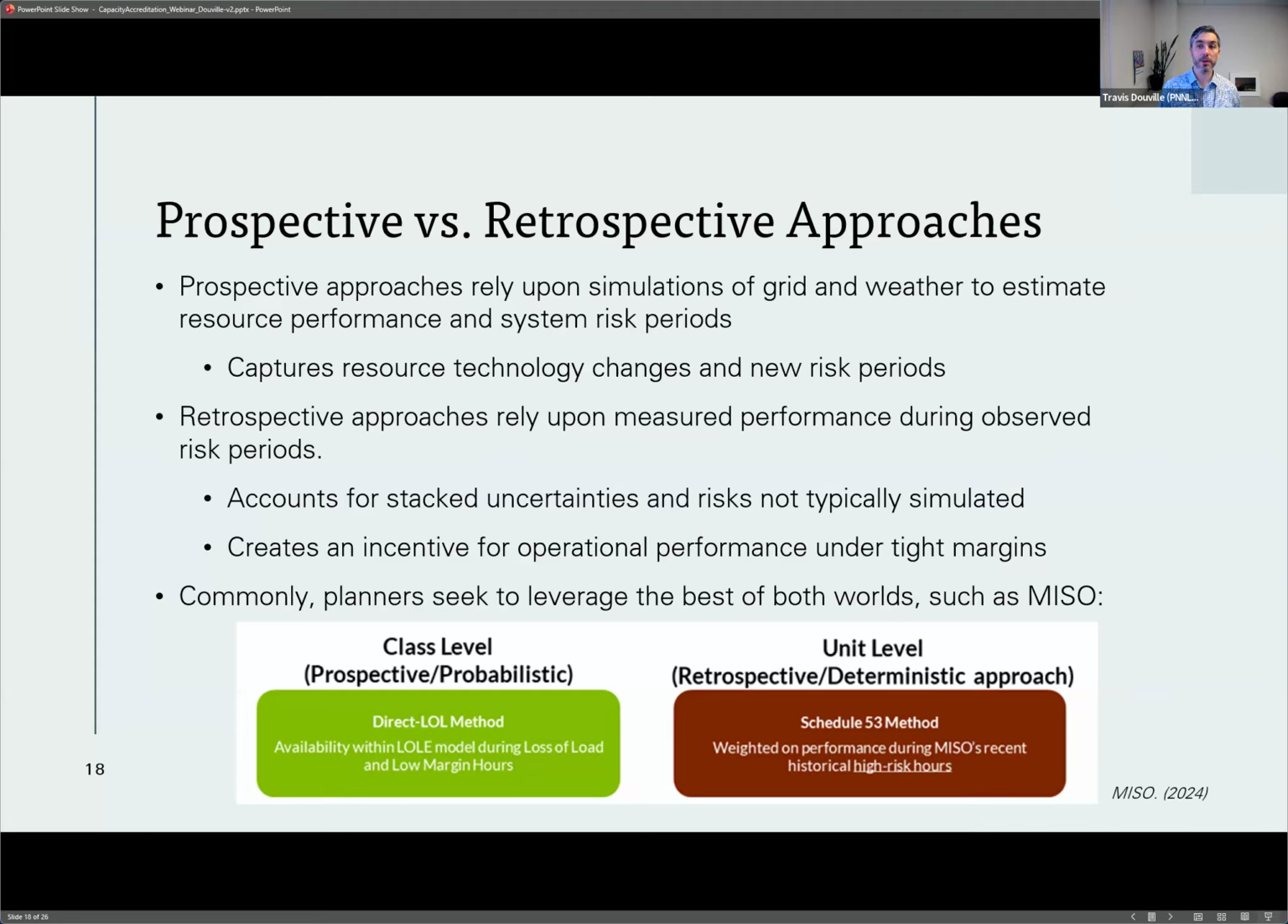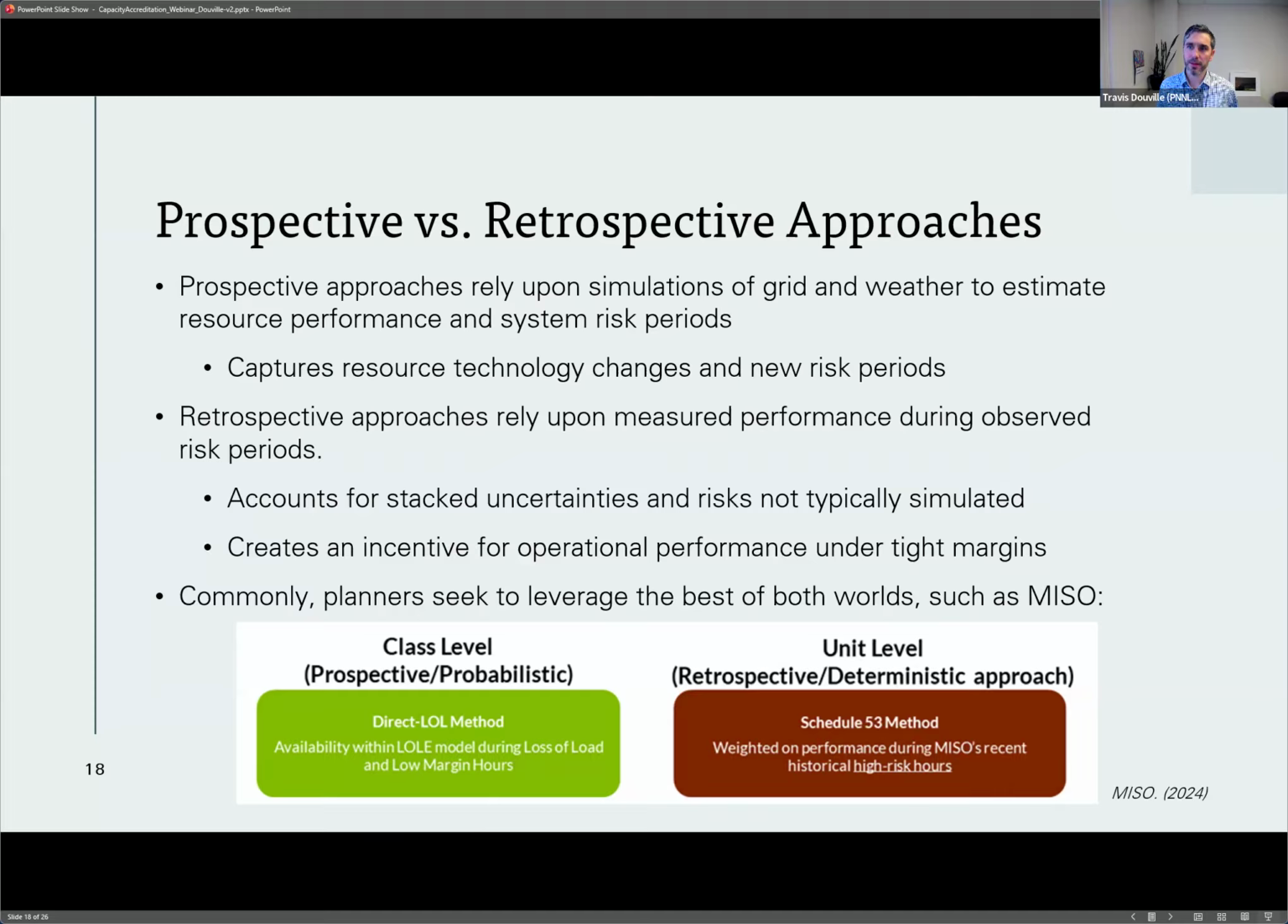A prospective deterministic approach may run future weather mixes through historical weather only, but consider new periods of risk which emerge. A retrospective probabilistic approach may consider only measured performances as a function of weather during observed risk periods, but then consider different historical weather combinations. Most commonly, prospective approaches, though, implement probabilistic methods, and retrospective take a deterministic approach.